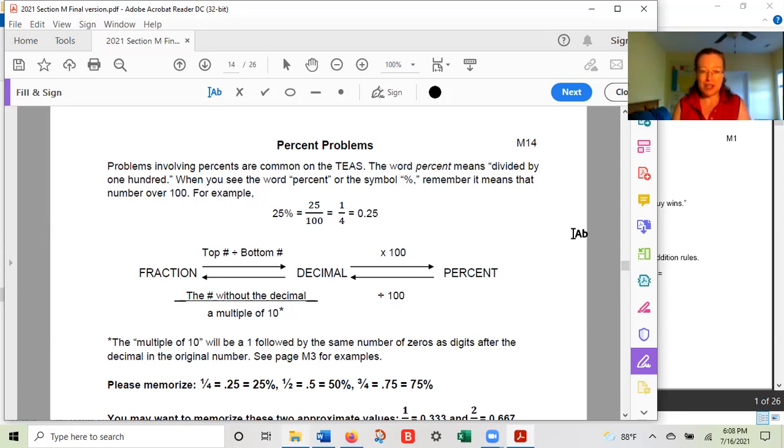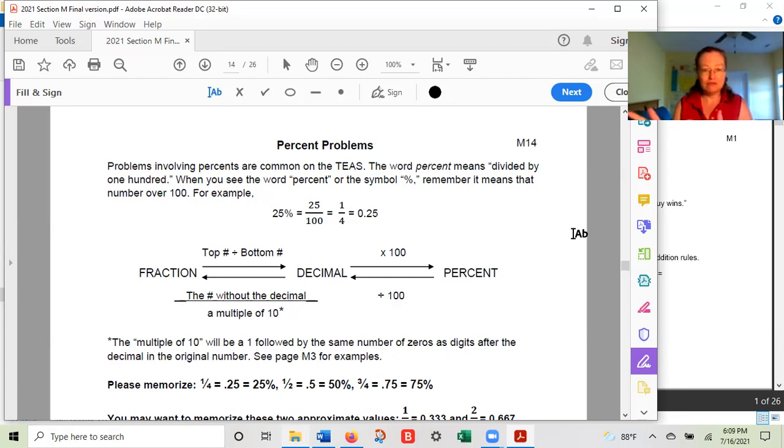When you see the word percent or the symbol percent, remember it means that number over 100. So for example, 25%, that's the same as 25 divided by 100. That can be reduced to 1 over 4 by dividing the top number and the bottom number by the same number, in this case 25, and getting 1 over 4. If I go a step further and turn that into a decimal, it becomes 1 divided by 4, or 0.25.